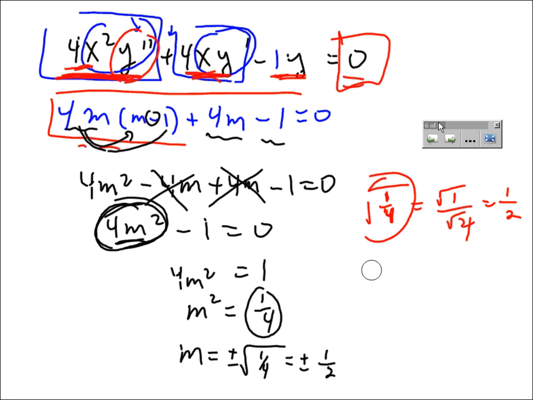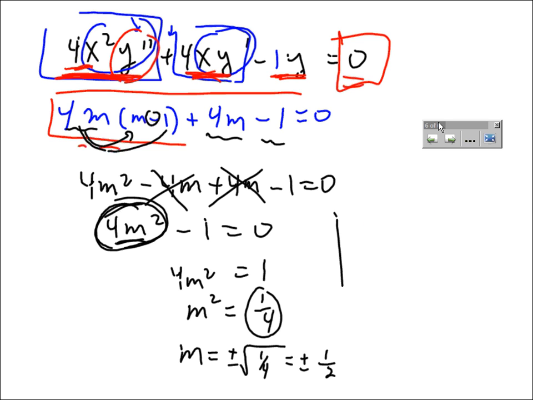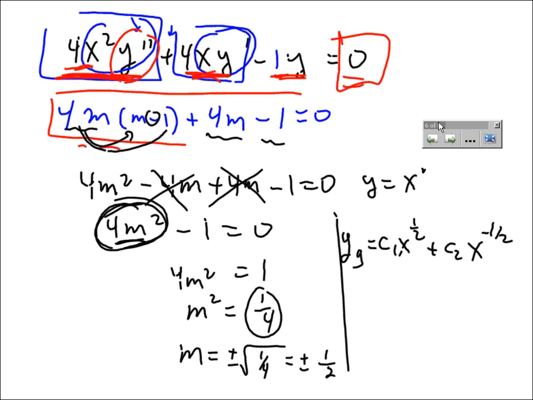Okay, so now that I have those numbers, I'm ready to write down the general equation. It's going to be C1 x to the plus a half plus C2 x to the negative a half. Remember, our solution was x to the m.